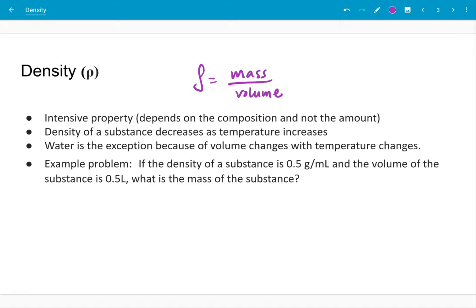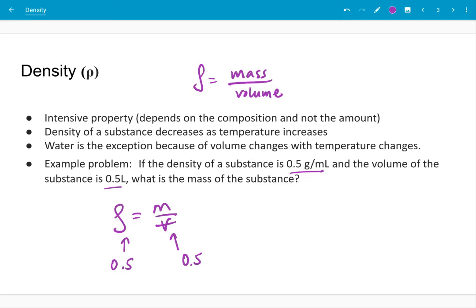So let's try this example problem. If the density of a substance is 0.5 grams per milliliter and the volume of the substance is 0.5 liters, what is the mass of the substance? So we're going to take density equals mass over volume. We know the density is 0.5 and we're given a volume of 0.5. And so math-wise, it's just cross multiplying, right?